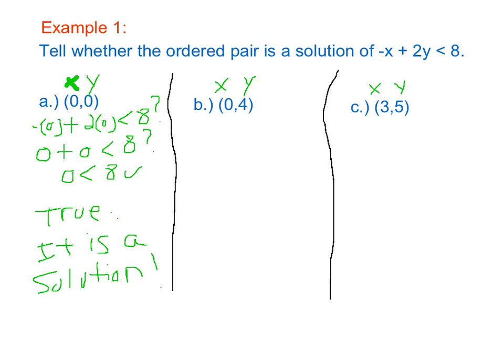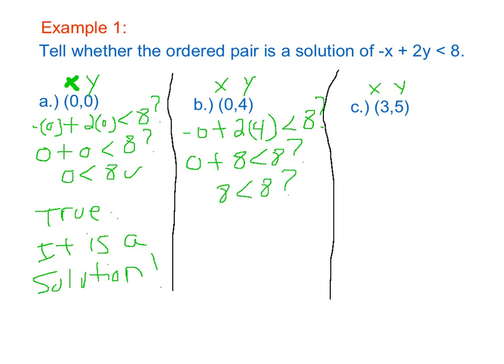Okay. Now if we try the next one here, we've got negative 0 plus 2 times 4 less than 8. Test whether or not this is true. So we've got 0 plus 8. Is that less than 8? So 8 less than 8. Is 8 less than 8? No. 8 is equal to 8. So this is false. So this is not a solution.